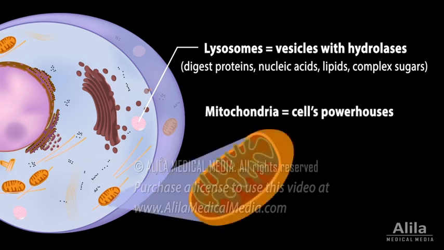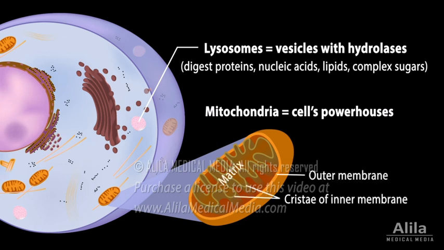Mitochondria are best known as the cell's powerhouses. This is where energy is extracted from food compounds and stored in energy-rich molecules. A mitochondrion has two membranes. The inner membrane has multiple folds called cristae. Two of the three main steps of cellular respiration occur in the mitochondria: citric acid cycle in the matrix and oxidative phosphorylation on the cristae.